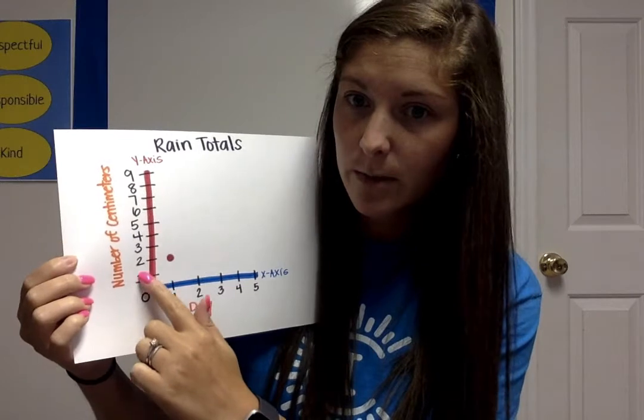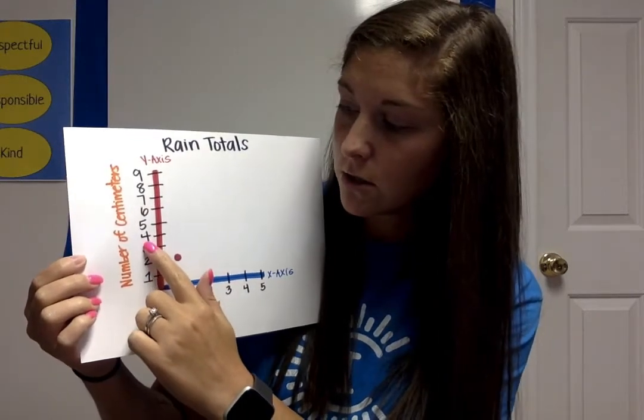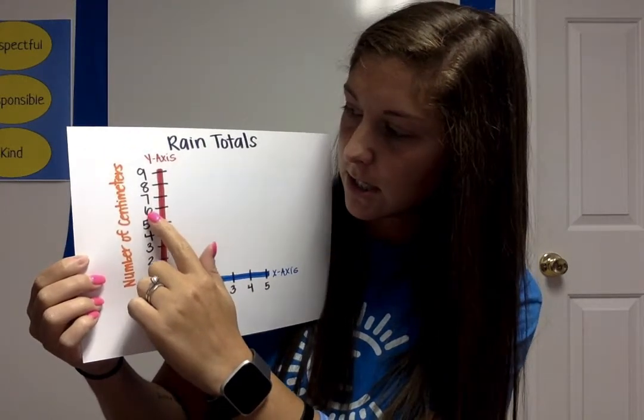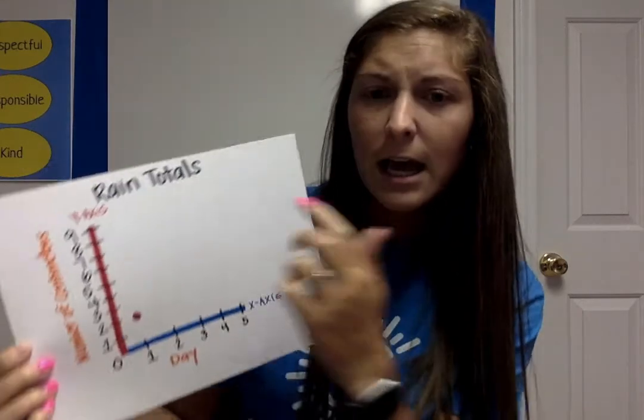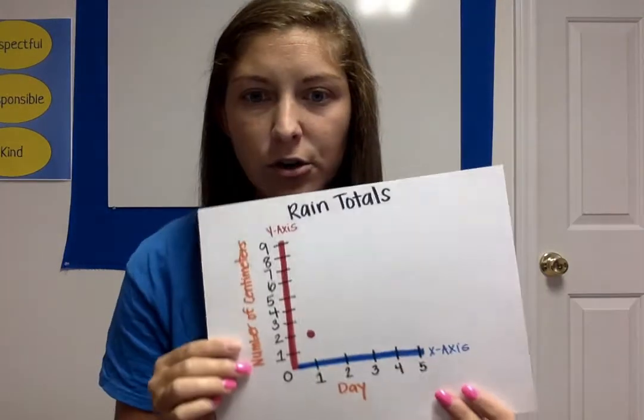So we have 1 centimeter, 2 centimeters, 3 centimeters, 4 centimeters, 5 centimeters, 6 centimeters, 7 centimeters, 8 centimeters, and 9 centimeters. And hopefully you guys learned about centimeters a little bit last year. A centimeter is a very, very tiny amount. You can usually find it on a ruler. It's the really small lines that are in between the inches. So that's talking about how many centimeters of rain that they received. And we're just going to pretend like this happened in Mooresville. So this is talking about rain that's occurred over here.